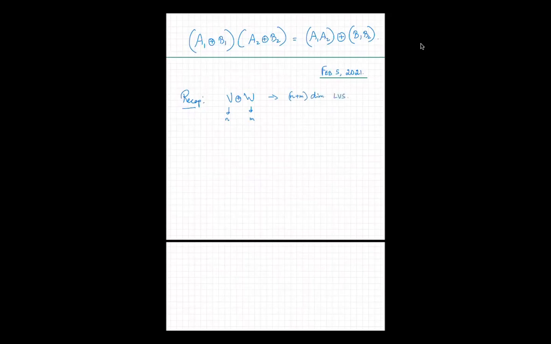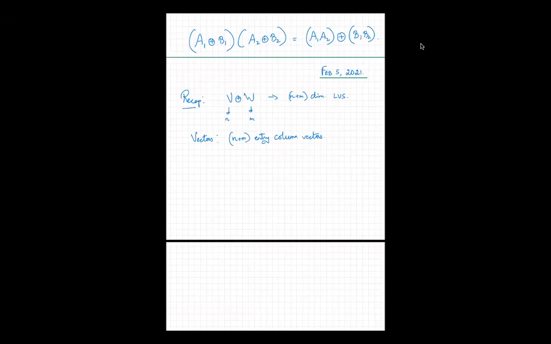So if the vectors in V can be represented as n entry column vectors, and if the vectors in W can be expressed as m entry column vectors, the vectors in V plus W are n plus m entry column vectors. And then we want to understand how to write down operators on this particular direct sum space, but we wanted to write down operators with a particular constraint.